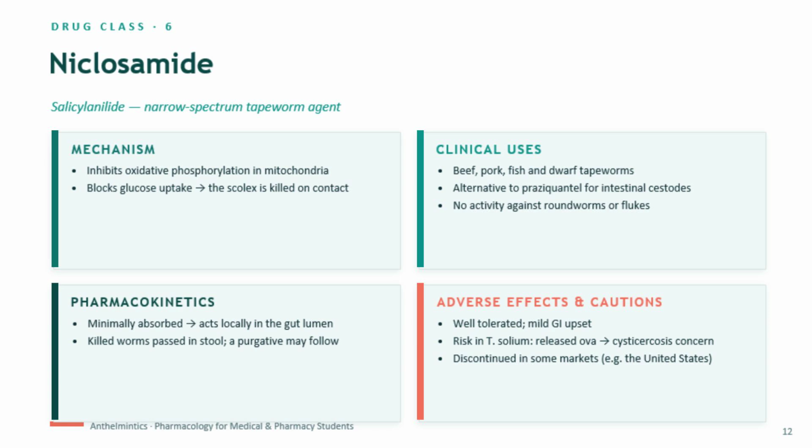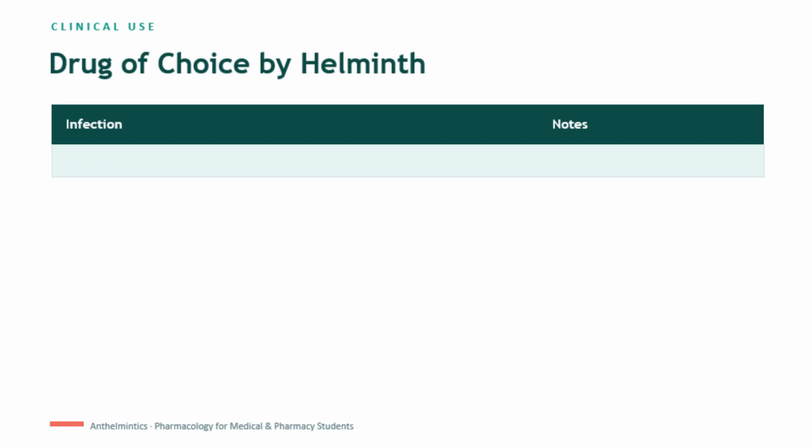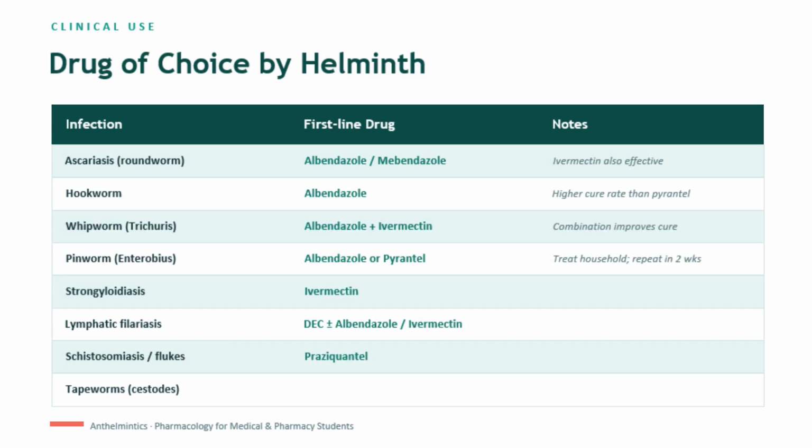Because it's minimally absorbed, it acts right there in the gut lumen, and the killed worm is passed in the stool. It's well tolerated, but there's an important caveat with the pork tapeworm. Taenia solium releases ova, a theoretical concern for cysticercosis, and do note it's been discontinued in some markets, including the United States. Let's bring it all together clinically.